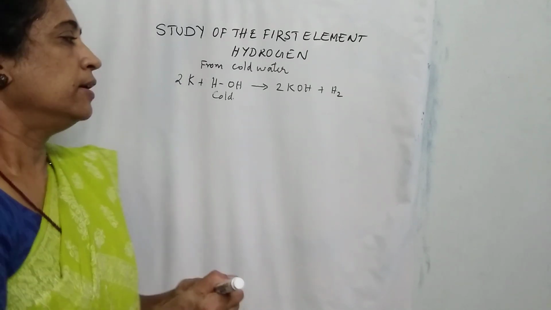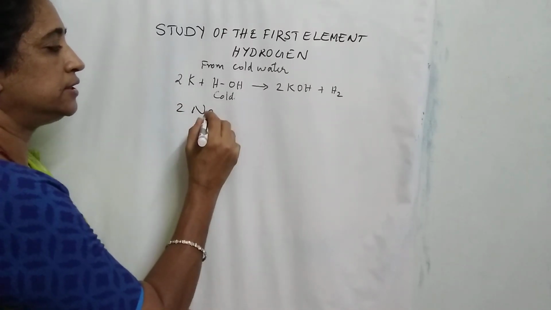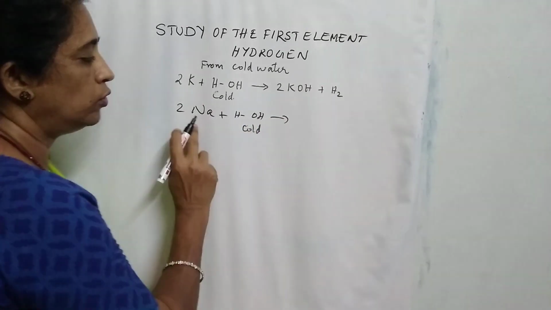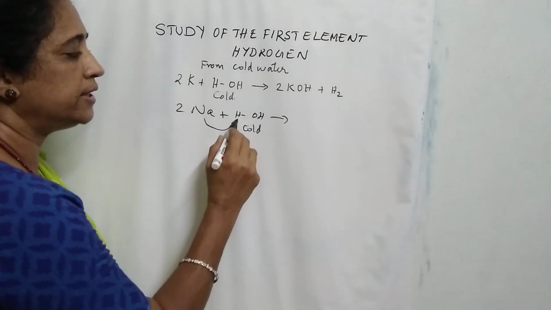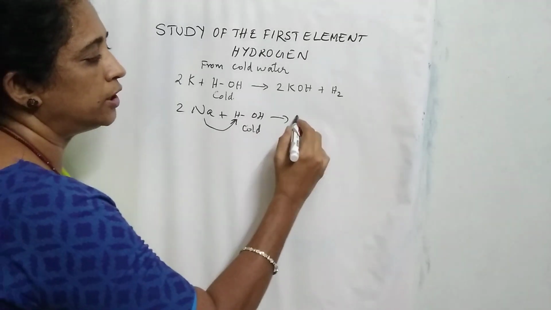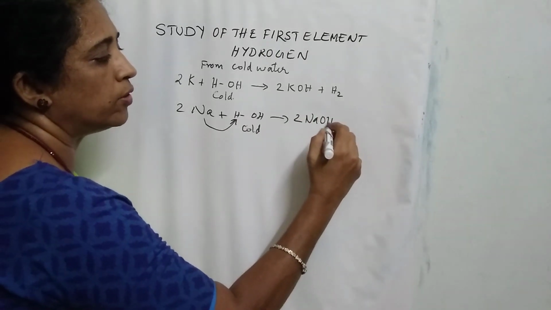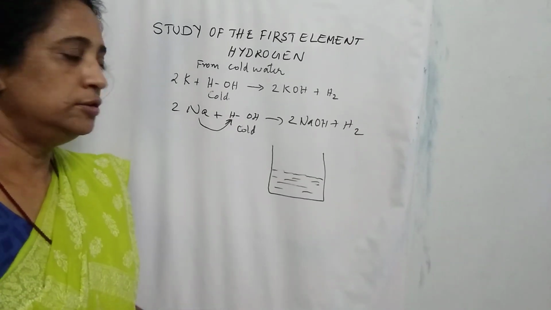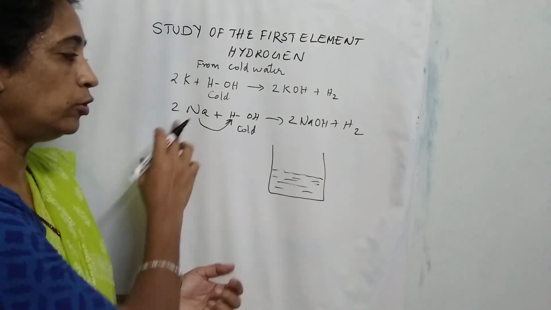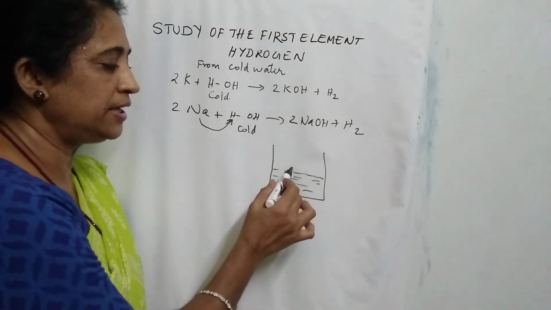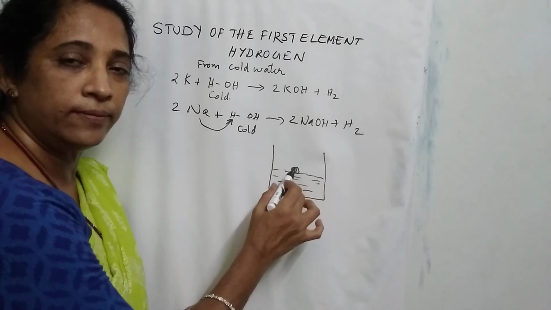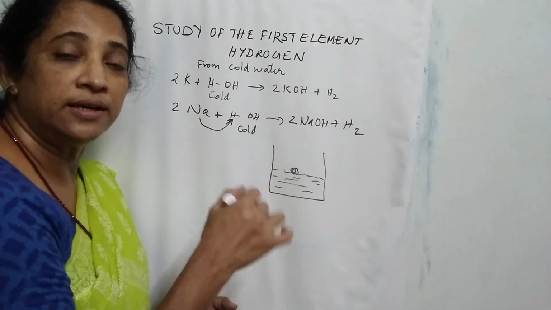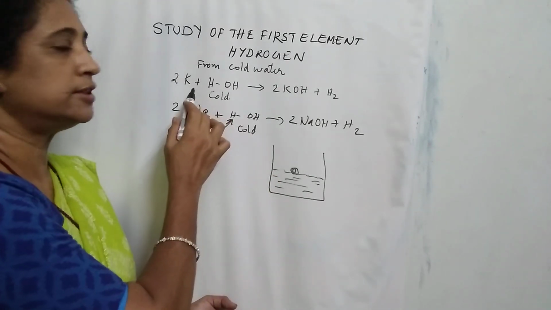Next, the next metal is sodium, when placed in cold water. Sodium is highly reactive, displaces hydrogen from water forming 2NaOH, and hydrogen is evolved. So what happens when sodium is placed in cold water? When a piece of sodium is placed in cold water, the reaction is vigorous or violent, but comparatively less than the reaction of potassium.